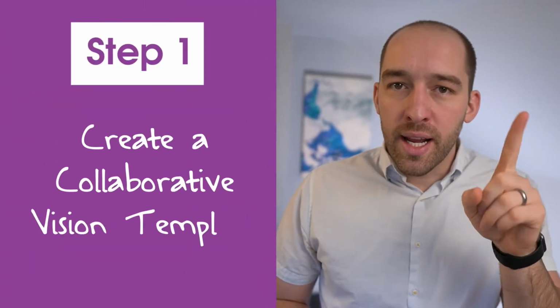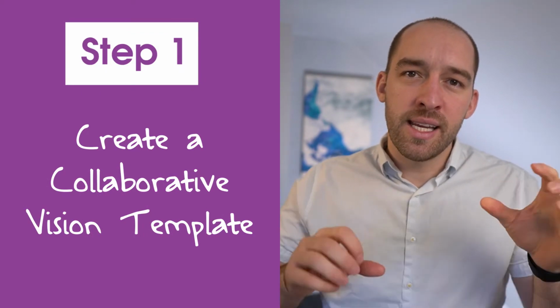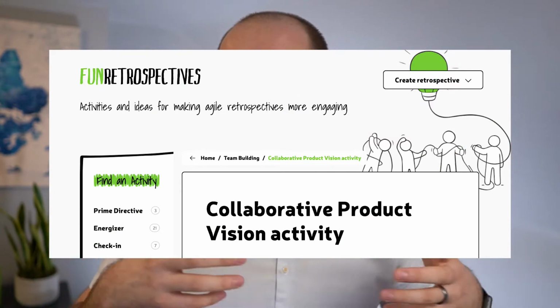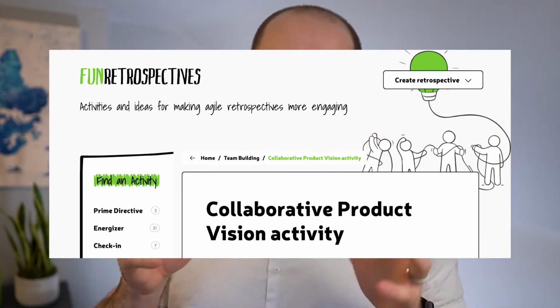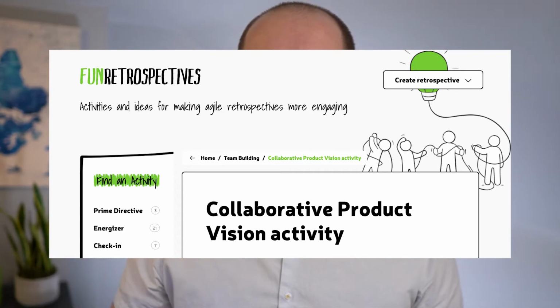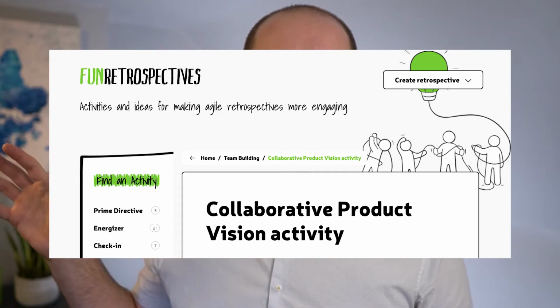So number 1, create a collaborative vision template. It's an idea I kind of warped, sourced, and adapted from this book and website called Fun Retrospectives. Here's a little snapshot of the activity that they call a collaborative product vision. This is a little bit different, so I'm warping and adapting this, but feel free to check out that site in the link below to Fun Retrospectives.